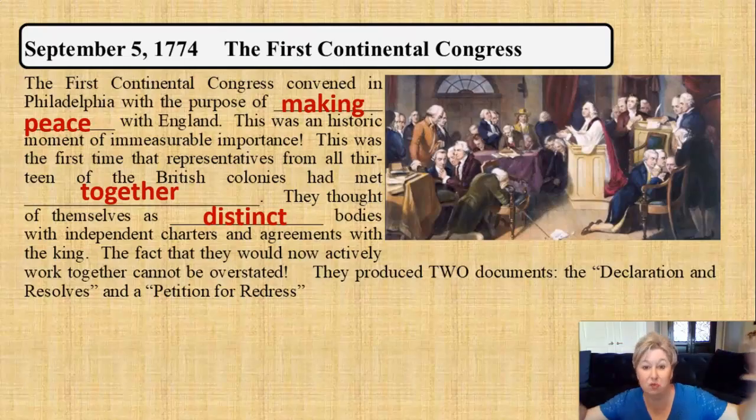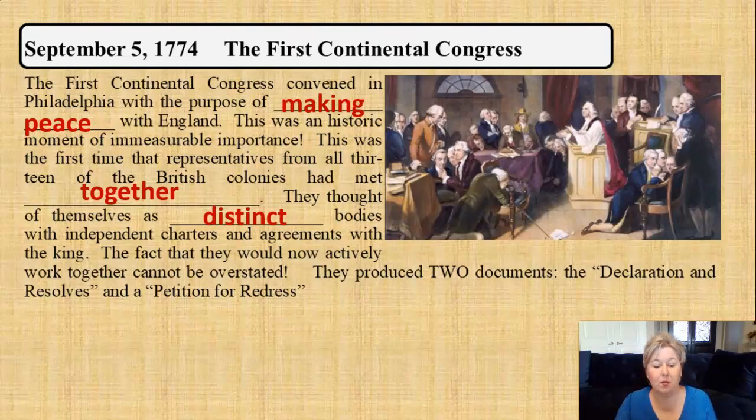It had to have gotten really bad for these representatives to come together in Philadelphia. Also, they recognized that by doing this, the king would see it as treasonous activity and that they might really pay a high price for participating.